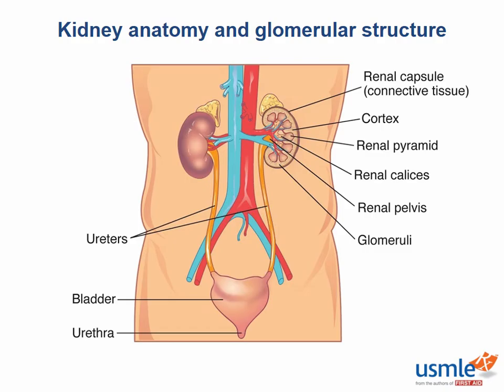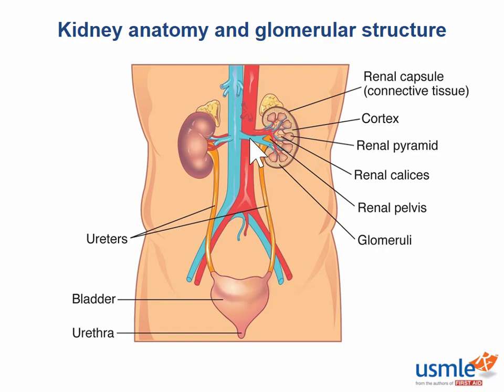Moving back, let's talk about the kidneys' overall blood supply. The kidneys receive blood from the renal arteries, which branch from the abdominal aorta at the L1 level, and from the renal veins, which drain venous blood into the IVC. Keep in mind that the renal veins pass in front of the renal arteries and aorta.